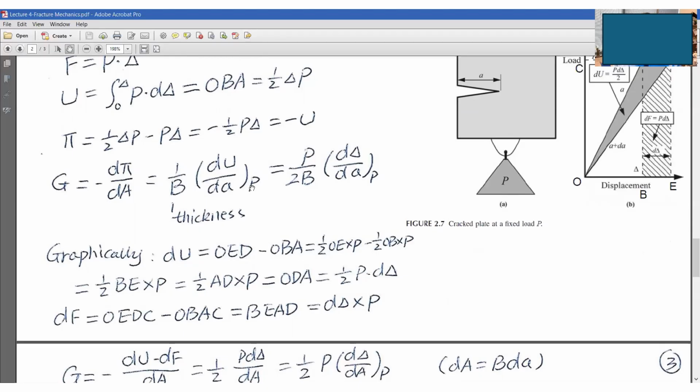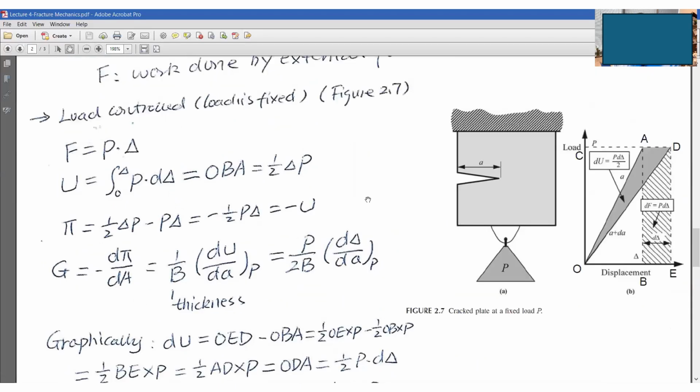The parenthesis P means that it's load controlled, right? So we also know that U equals 1/2 delta P, we just plug in, right? So this 1/2 is here, and P is constant, can be taken out. So we will finally get d delta/dA at parenthesis P. Any questions so far?